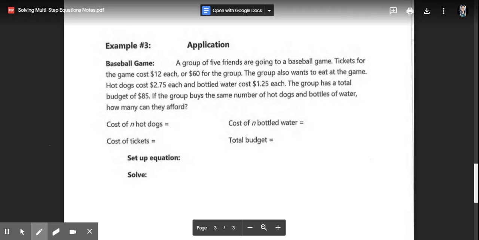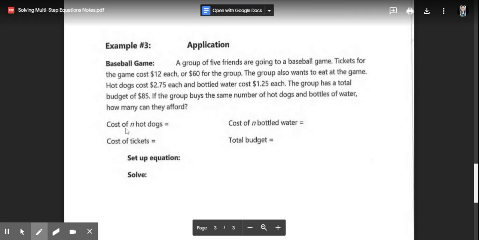So to help us set up this problem, we set it up into a couple different pieces. First, we're going to break down all the pieces of the problem. Then we'll talk about setting up the equation. Then we'll talk about solving it and what the solution actually means. So let's start with the beginning.